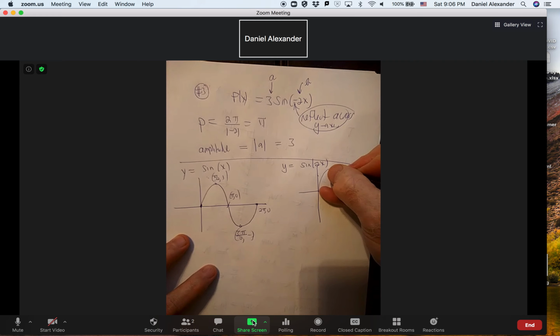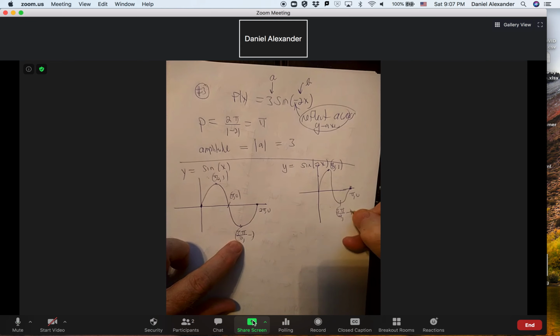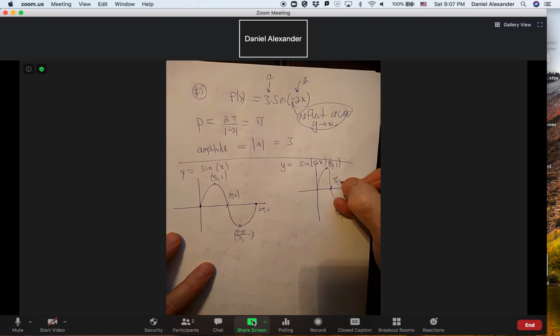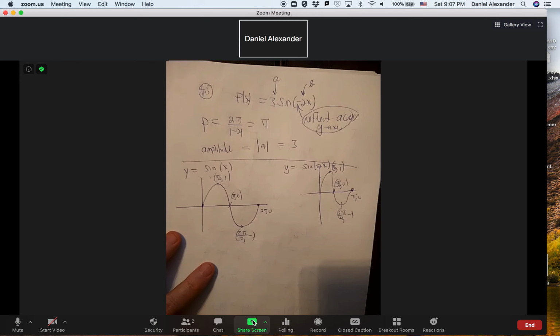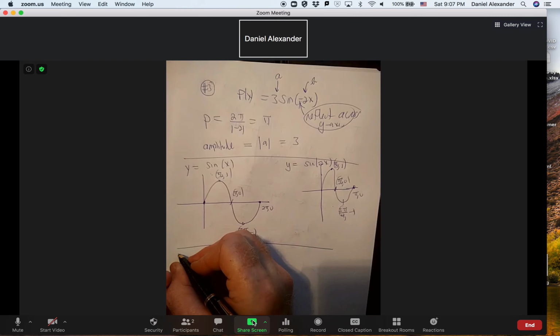So again, everything gets cut in half. That's pi over 4, 1. That's 3 pi over 4, minus 1. And that's going to be pi over 2. That's a half a cycle. Pi over 2, 0. That's pi, 0. Okay. Now we're going to do the minus 2x.